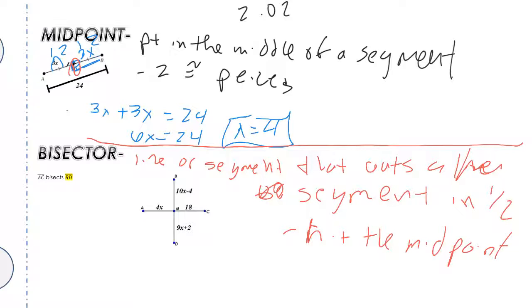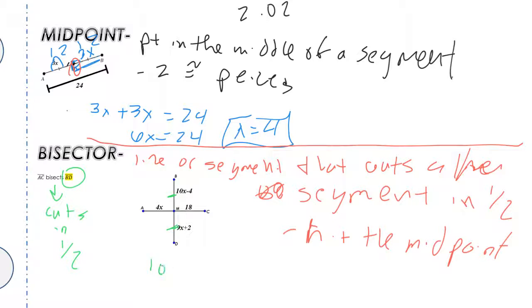Now, the only thing that's really difficult about this is you have to know which one is the midpoint or which line is cut in half. So bisect means cut in half. So I like to annotate this so I can read the question. So AC cuts in half BD. BD is being cut in half, which means that BM is equal to MD.